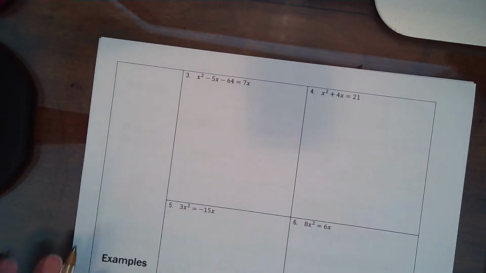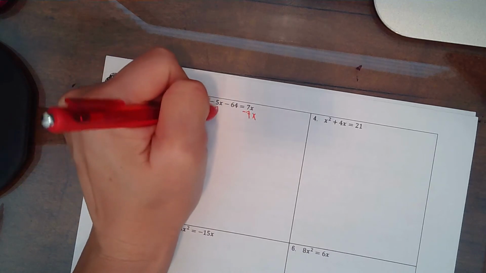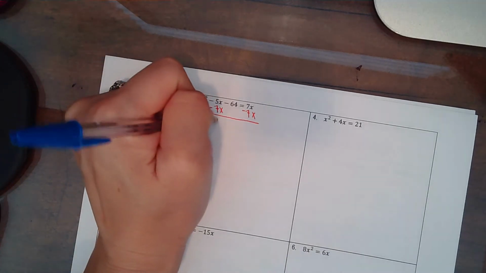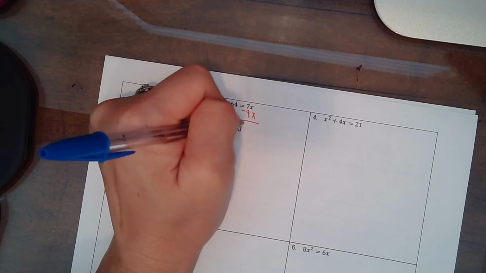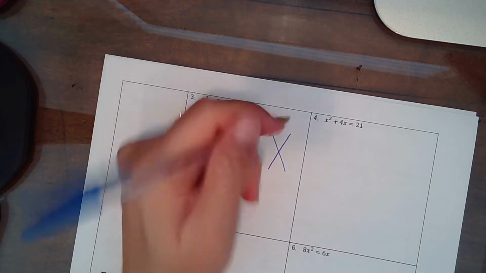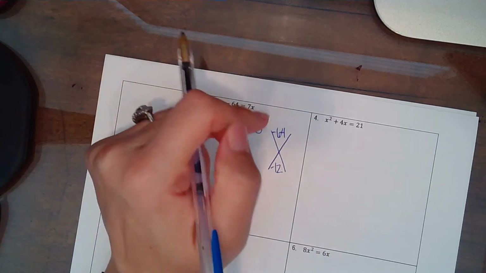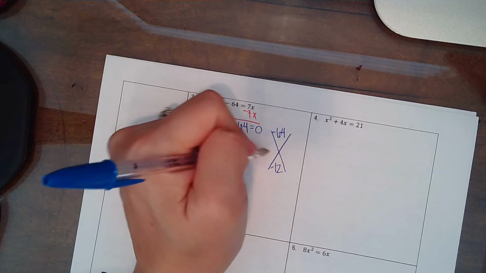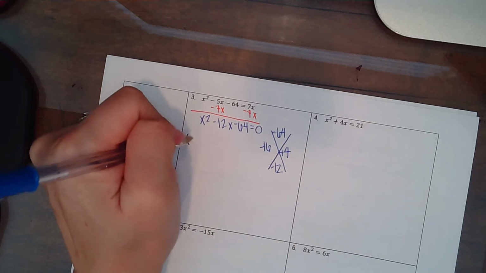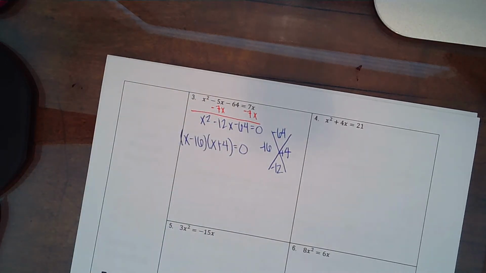Okay, so first thing that I need to do for number 3 is it's not equal to 0. So I'm going to subtract the 7x and subtract the 7x. All right, I'm going to be left with x squared minus 12x minus 64 equals 0. And it's a 1 right here, so I can jump straight into my x factor. Negative 64 on top and a negative 12 on the bottom. Well, what multiplies to negative 64 but then adds to a negative 12 would be negative 16 and a positive 4. So I would have x minus 16 and x plus 4 equals 0.